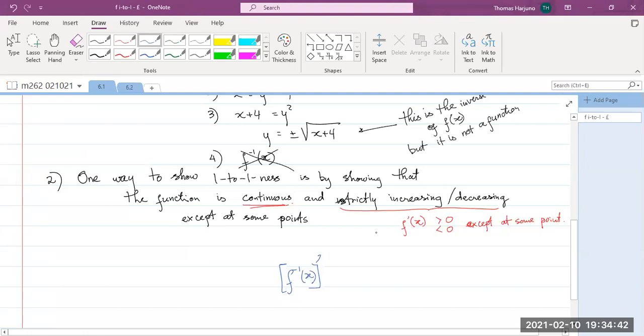Once the original function is not one-to-one, then there is no inverse function. You have an inverse, but it's not a function.